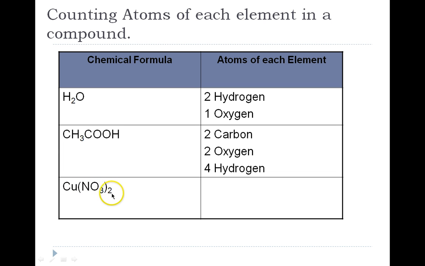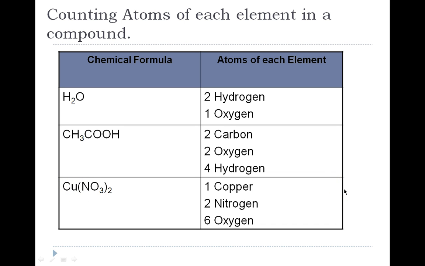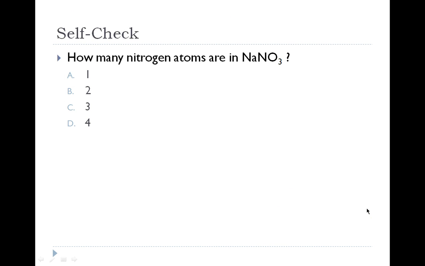The 2 out here does not apply to the copper. So in this case, you still only have 1 copper, but we have 2 times 1 nitrogen, that's 2 nitrogens, and 2 times 3, that's 6 oxygens. So, little practice. I want you to do the self-check with me.